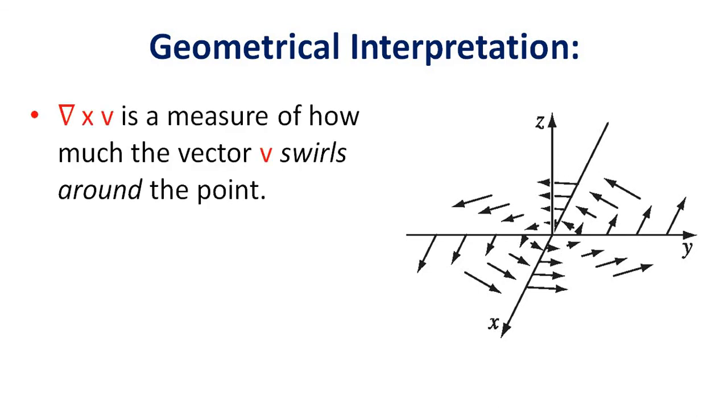Now del cross v is a measure of how much the vector v swirls around the point. Swirls around means to move around in circles, like a whirlpool.